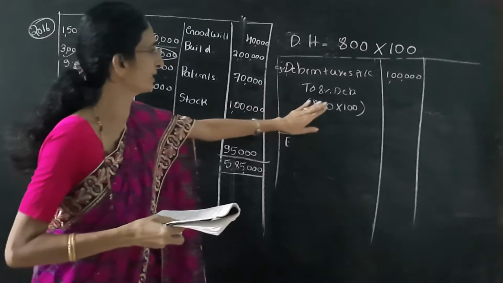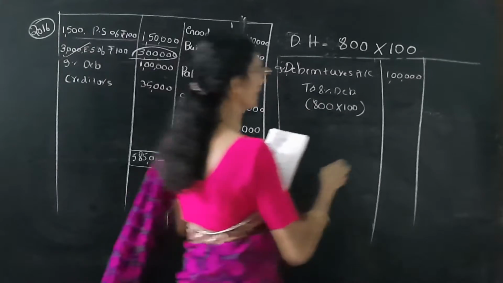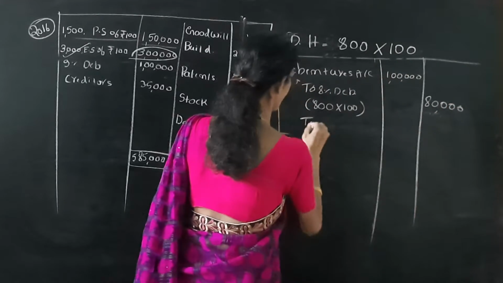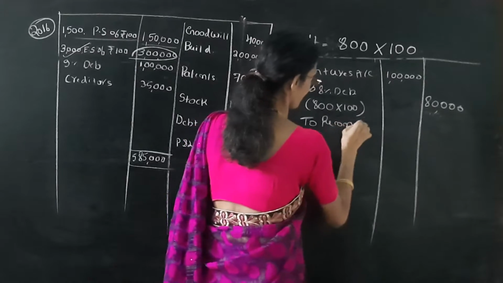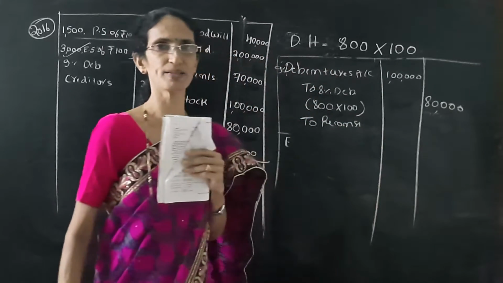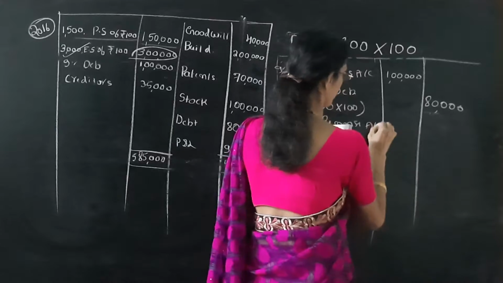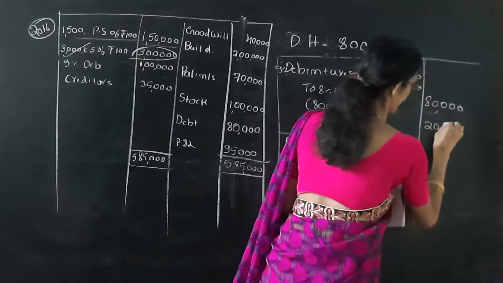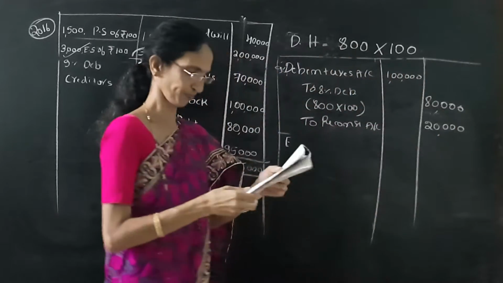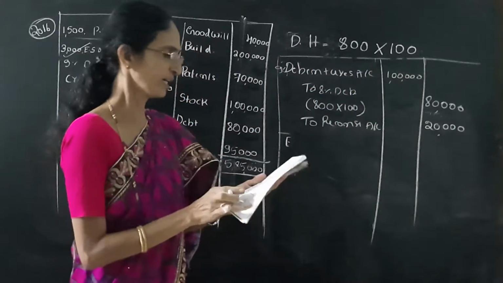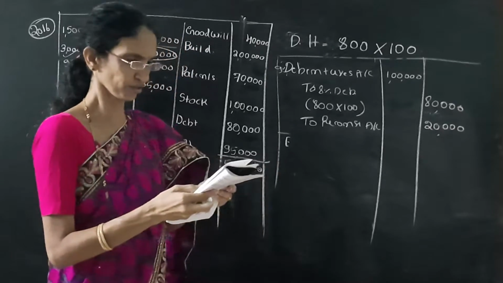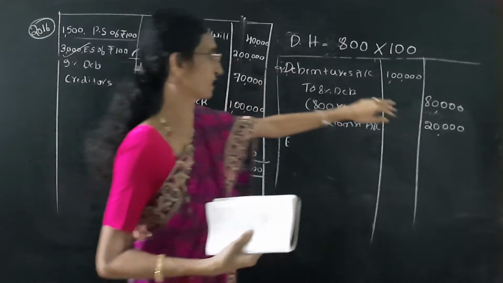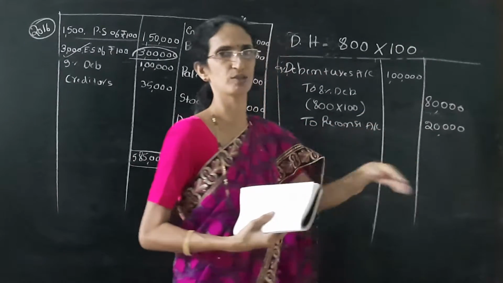So 800 debentures at 100 rupees are reduced. So it becomes 80,000 and the remaining balance should be transferred to reconstruction account. That means 1 lakh minus 80,000, that is 20,000 transferred to reconstruction account. So it is the reduction of debentures to the extent of rupees 20,000.